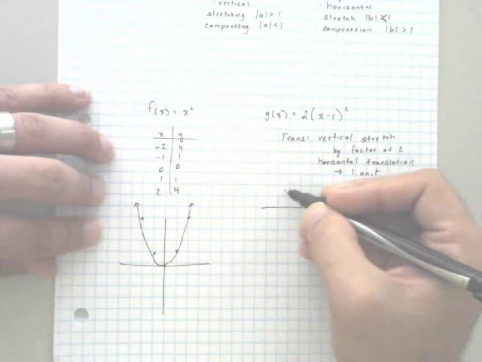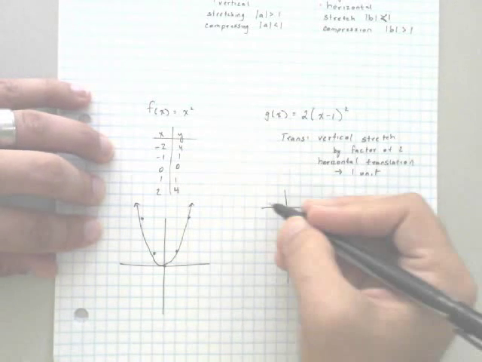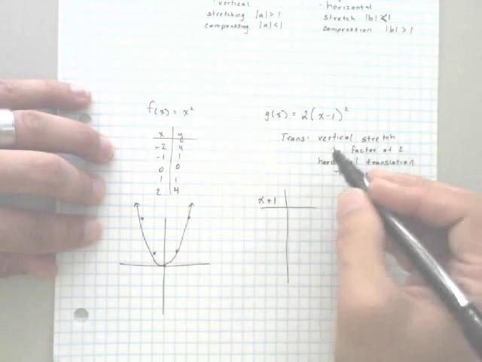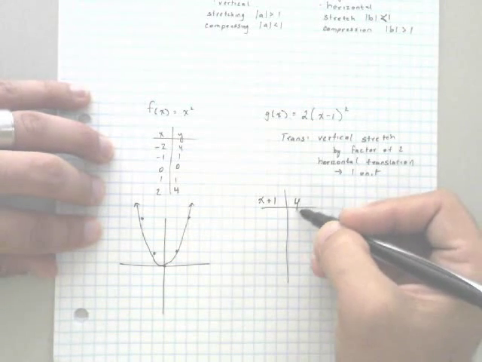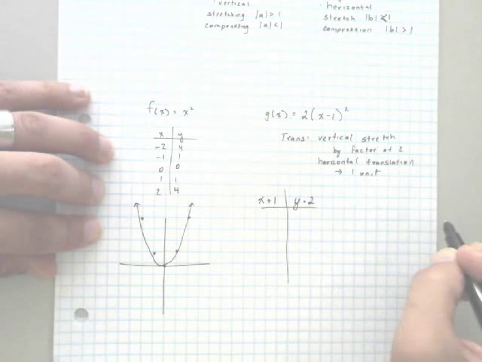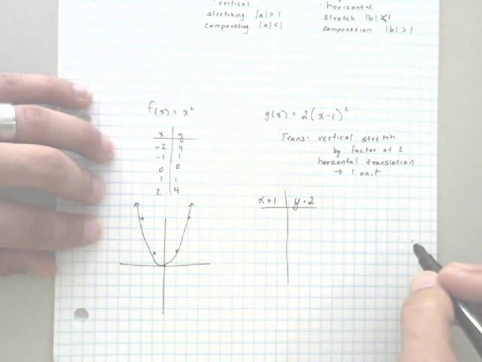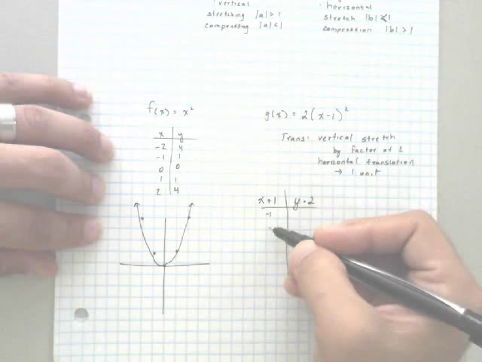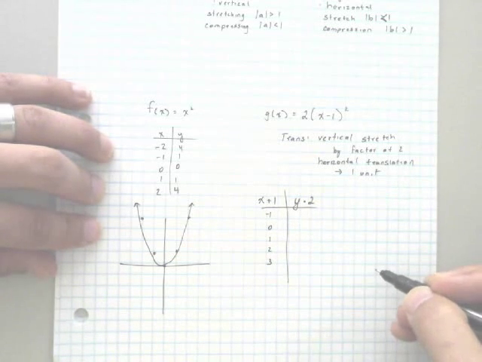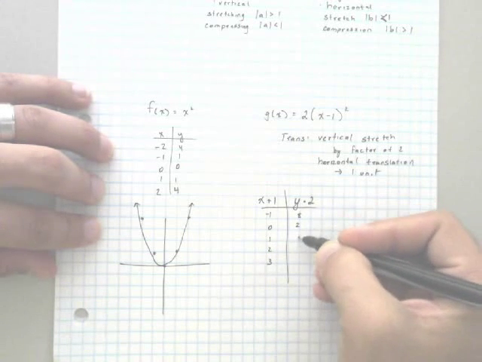Now when I make my table, because it's a horizontal translation, I'm going to take my old x's and add 1 to them. Because it's a vertical stretch, I'm going to take my old y's, and a stretch is going to multiply them by 2. It's not like a translation. I'm not going to add 2. I'm really stretching them out, so I'm going to multiply. So my x's all increase by 1 from my original parent table. My y's all double.